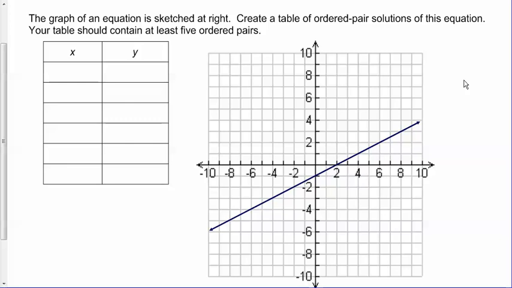The graph of an equation is sketched at right. Create a table of ordered pair solutions of this equation. Your table should include at least 5 ordered pairs.